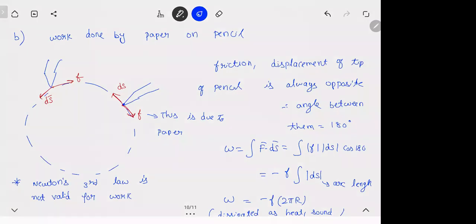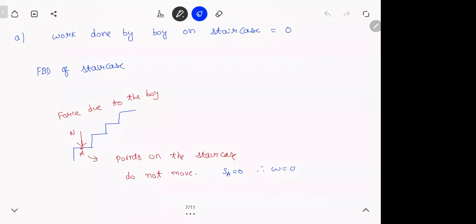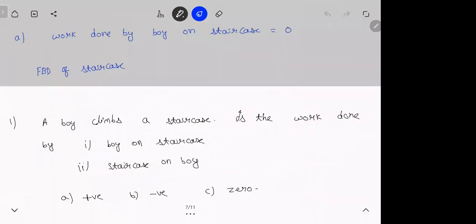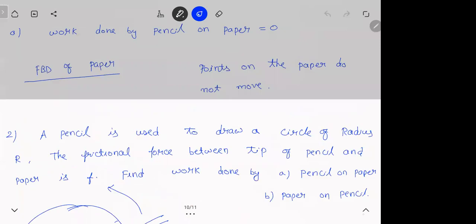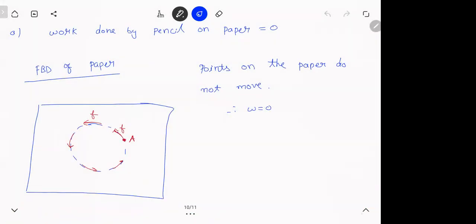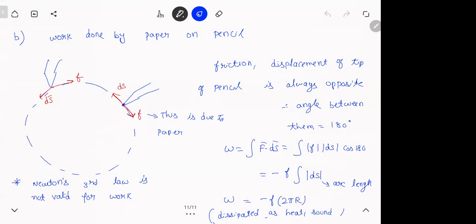I gave you this because in this question, did you see work done by boy on staircase and staircase on boy? Both got 0. So it might give you a wrong feeling that if one guy does 0 work, the other person also will do 0 work. Not necessary. In this example, you can clearly see the pencil is not giving any energy to the paper. But look at what the paper is doing. It is doing negative work. Meaning it is not giving energy, it is stealing energy from the pencil.